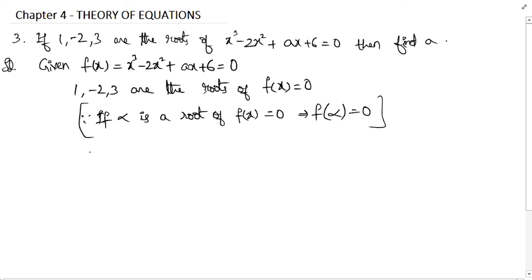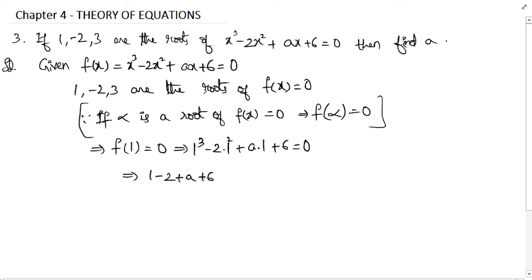Okay, so by using this formula we get that f of 1 is equal to 0, which implies that 1 cube minus 2 into 1 square plus a into 1 plus 6 is equal to 0, which implies 1 minus 2 plus a plus 6 is equal to 0. That means a plus 5 is equal to 0, which is a is equal to minus 5. So the value of a is minus 5.